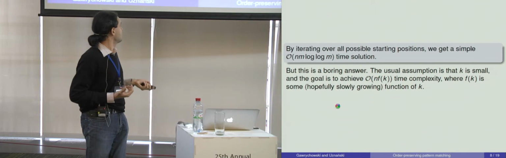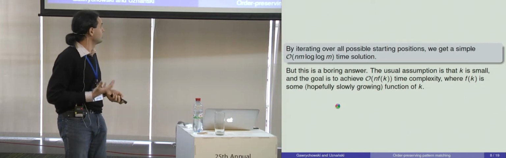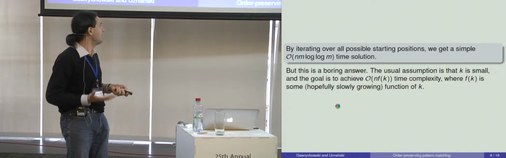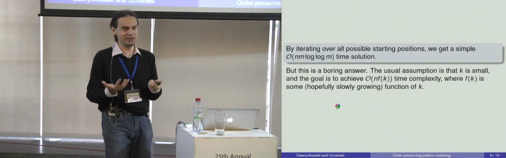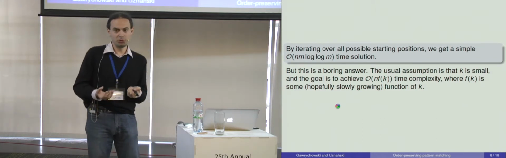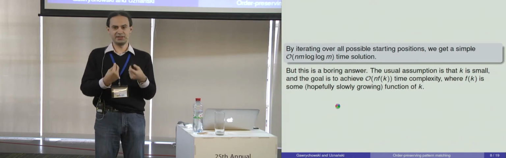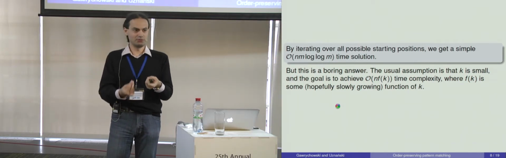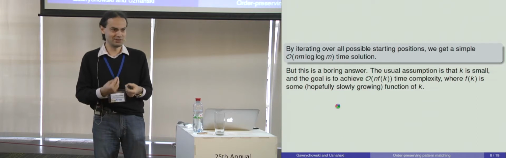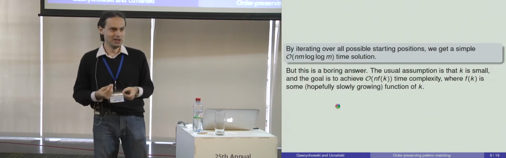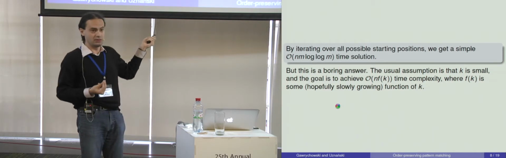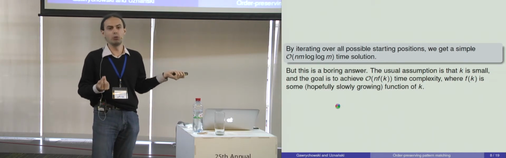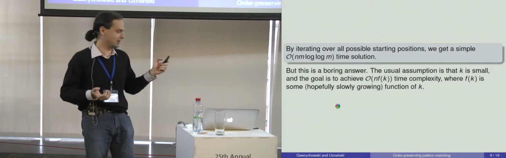So the usual assumption in approximate pattern matching is that k, the bound on the number of errors, is small. So you allow like 7 mismatches or 7 errors. And you would like your algorithm to be faster as you decrease k. So for k equals 0, you want something very close to linear. For k equal 1, you want something slightly slower, and so on. So we would like to get a complexity which is n times f of k, where f of k is some function, hopefully a slowly growing function, but just some function.